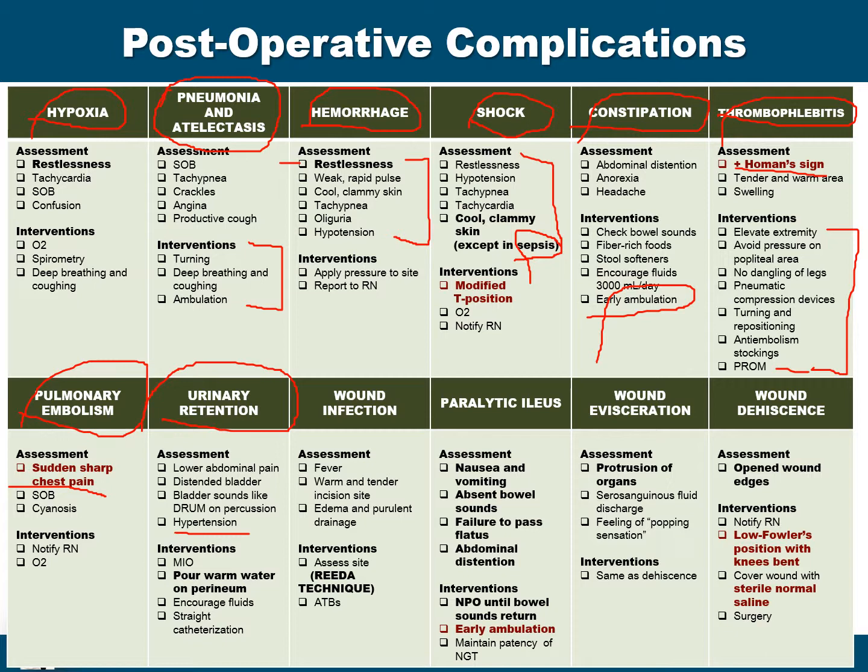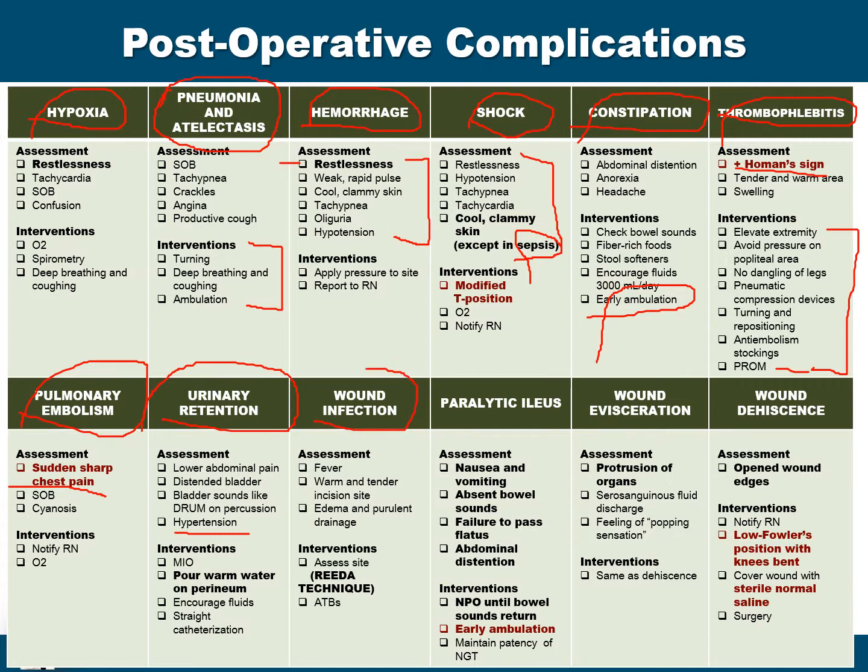Now, our interventions for urinary retention will be to measure the patient's intake and output, and also to pour warm water on the perineum to stimulate urination, encourage fluids, and in the worst case scenario is to do a straight catheterization or an in and out cath.